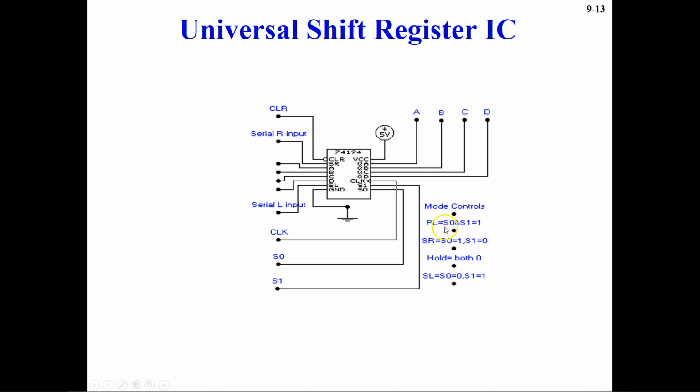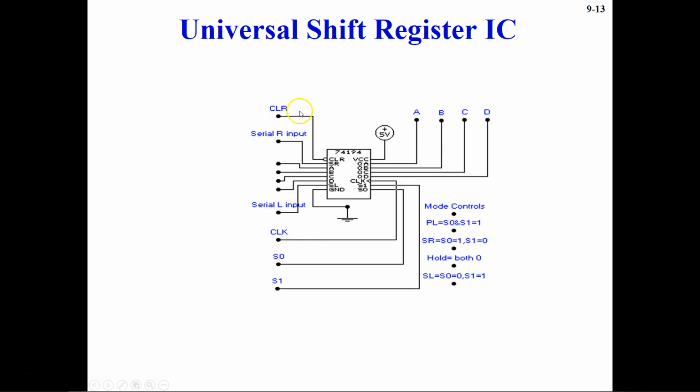So you see this is the clock, and this is S0 and S1. When S0 and S1 are both equal to 1, that is called the parallel load operation. When S0 is equal to 1 and S1 is equal to 0, that is called serial shift right. And when they are both 0, that will be the hold position. When S0 is 0 and S1 is 1, that is called shift left.